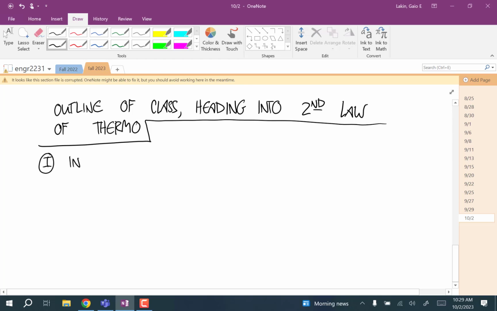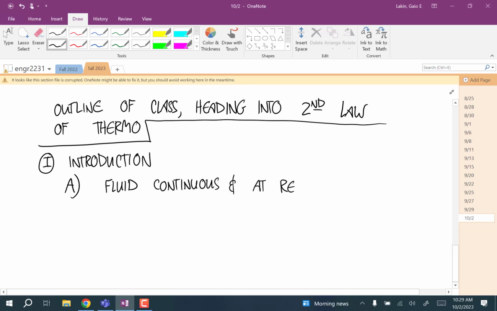So first we started with sort of an introduction. We talked about pressure, and we had an equation for pressure that said if the fluid is continuous and at rest, the pressure at the lower point minus the pressure at the higher point is equal to the density of the fluid times the acceleration of gravity times the difference in heights.